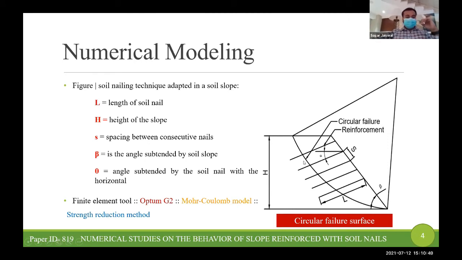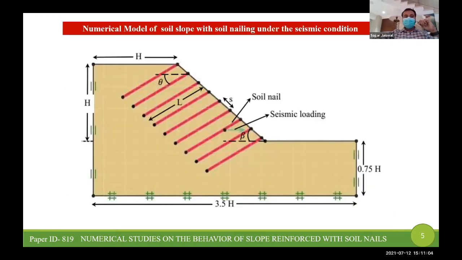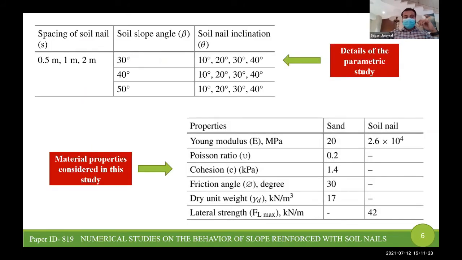in anti-clockwise direction. The finite element tool Optum G2 has been used to perform this analysis using the Mohr-Coulomb model for modeling the soil, and strength reduction analysis has been performed to get the values of factor of safety. Here is the basic diagram that has been used in the numerical modeling. A height of 7 meters has been considered. Only this height is considered for modeling the length of soil nails and all other things.